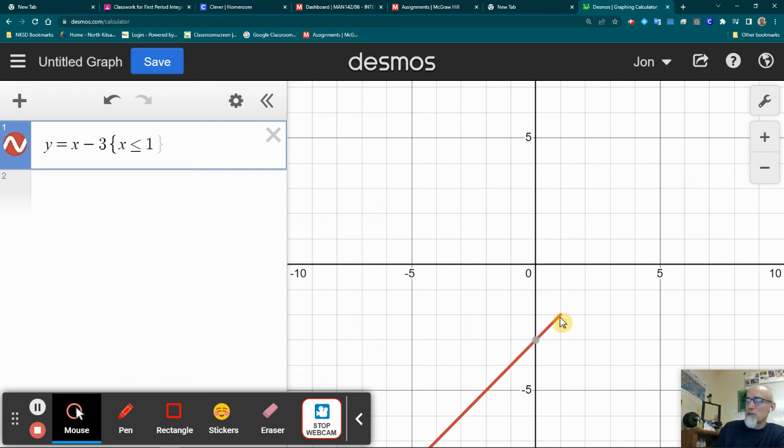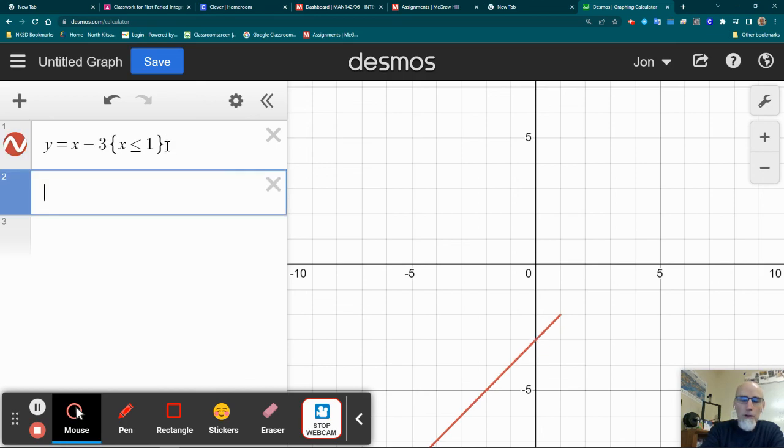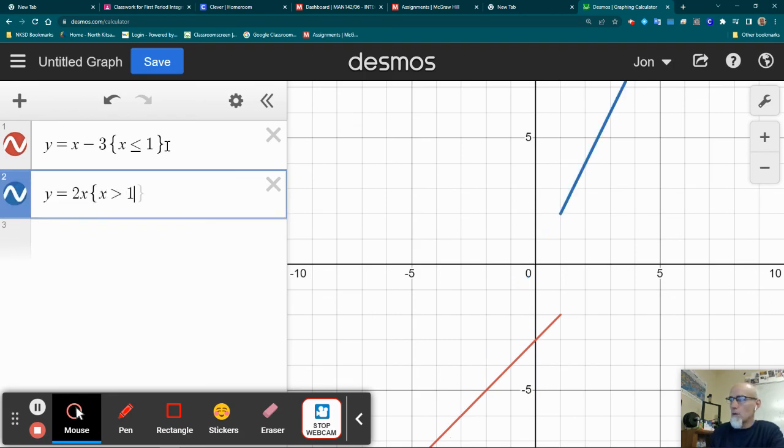The thing I don't like about Desmos is it's not really putting a dot here to show it goes all the way to 1. It'll be more obvious on my next function. I don't think you really need to close the curly bracket, but I'm going to do it. On my next function, y is equal to 2x, wasn't it? Wasn't that our other function? And then you put the curly bracket in and you go x greater than 1. See how it doesn't put an open circle right there?